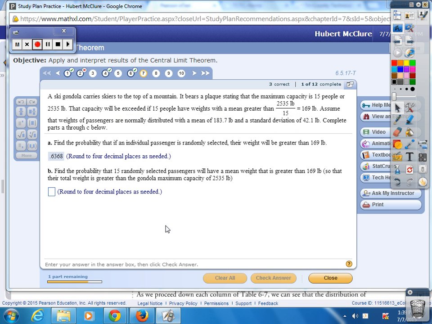And here's B. Find the probability that 15 people have a weight mean rate greater than 169 pounds. You don't need to read the rest of it unless you are interested in it, because all it's going to do is confuse you. This is 6.5 terminology. Just find the probability that the mean of 15 is greater than 169. That is what we just did in the last 2 problems. We didn't have anything added onto it. So don't make it difficult.